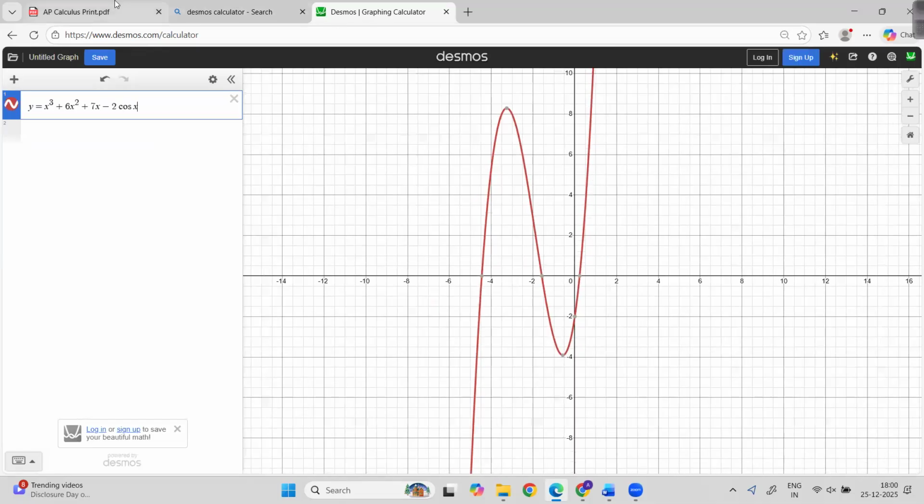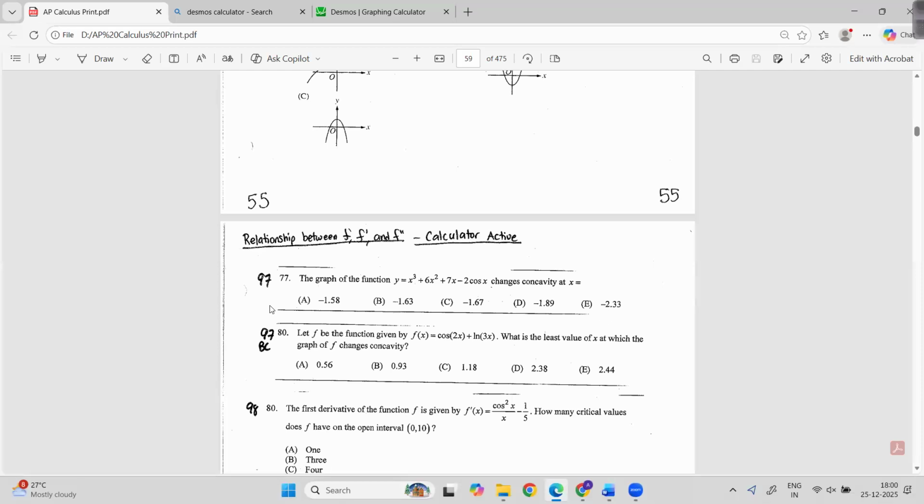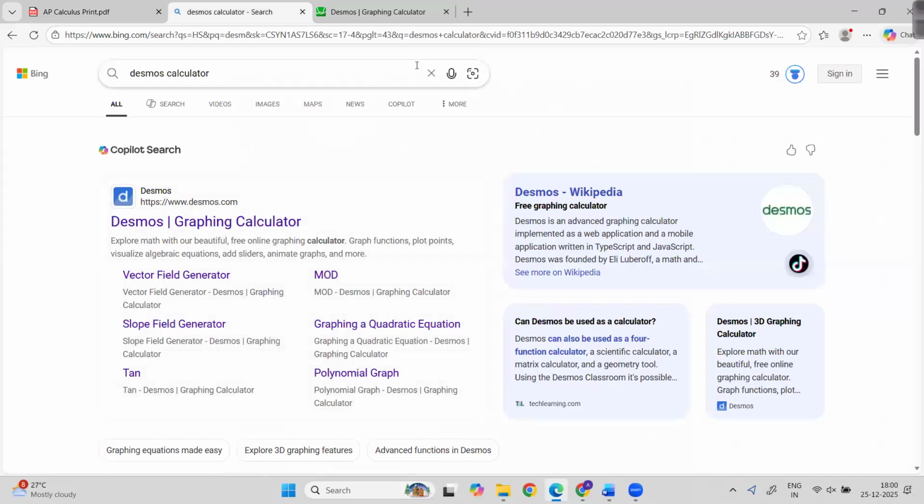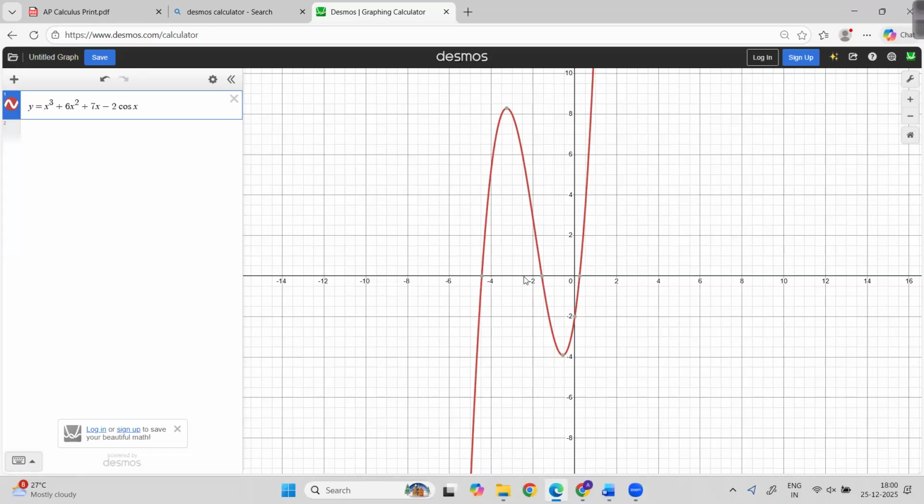The moment you draw the graph, what is being asked is where it changes concavity. Concave up, concave down till here, concave up from here. So it is changing concavity at around minus 2. They gave so many options. So minus 2.33 looks the most correct option. Where is minus 2.33? Drag it. Minus 2.33 is here. Yes, somewhere here. I can tell this is the point.